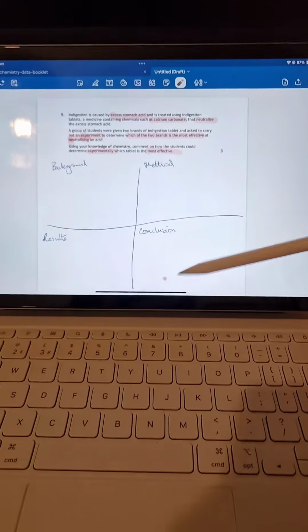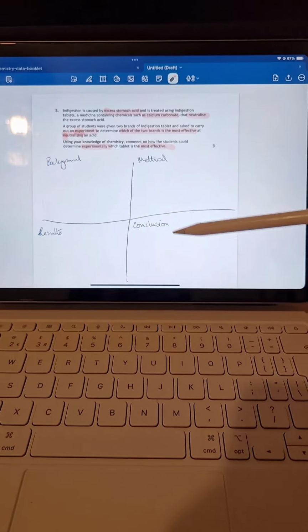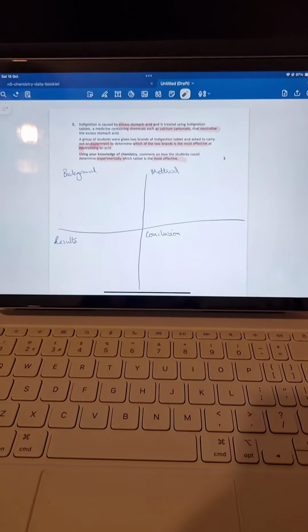And then the conclusion box is how they would then use the results to form a conclusion to answer the question. Now this conclusion bit is the bit that I see most often missed out in these experiment-based open-ended questions. So how would you use the results to answer the question that's been posed to you? How would the results tell you which one is the most effective?